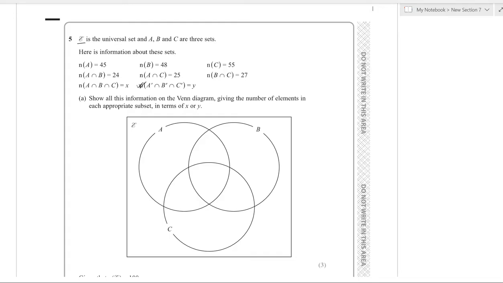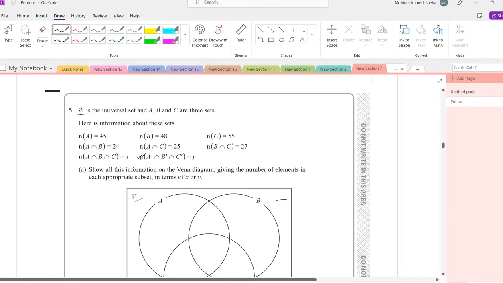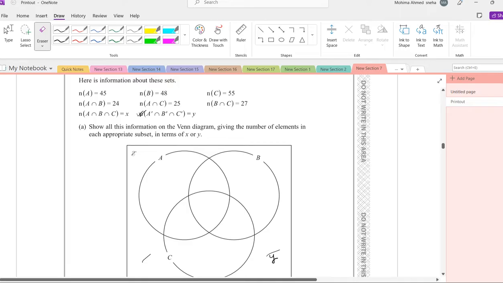That means obviously they would fall under the universal set, that is inside the square but not inside any of the circles. So you can write the Y in any position, like there, or any position except inside the circles. You can't write Y inside the circle, you can write Y anywhere in the square but not in the circles.